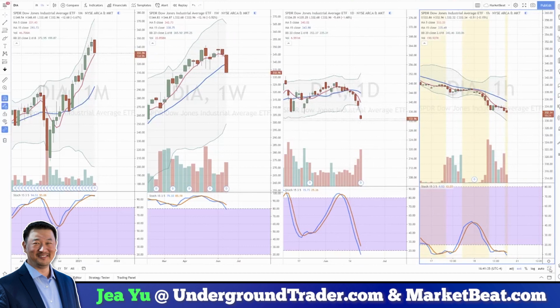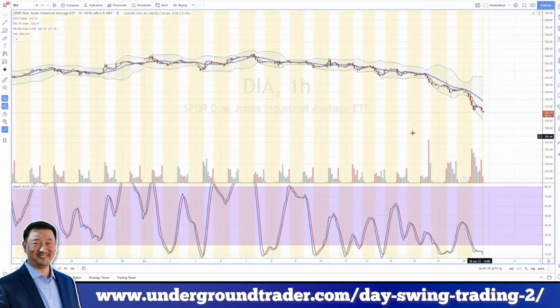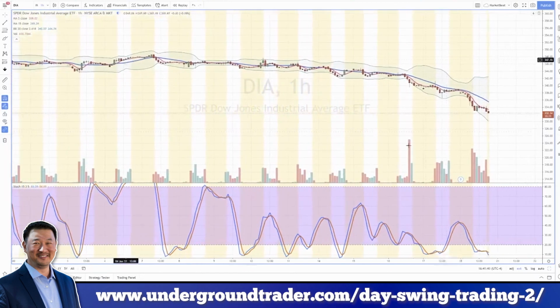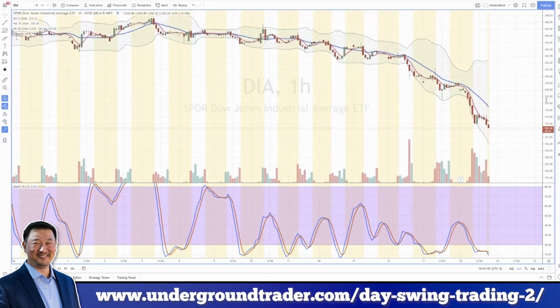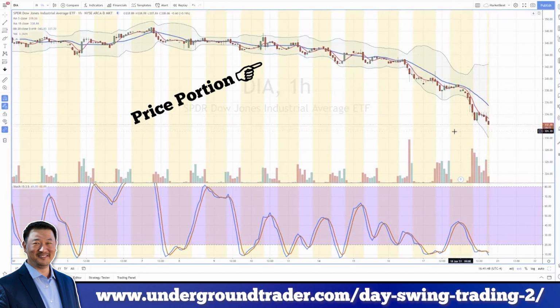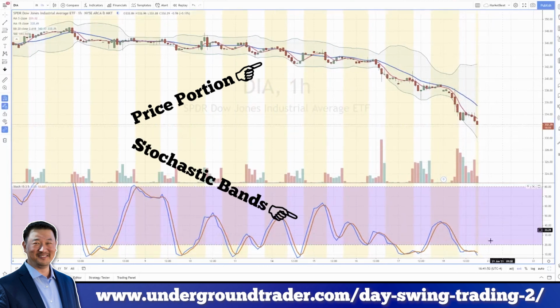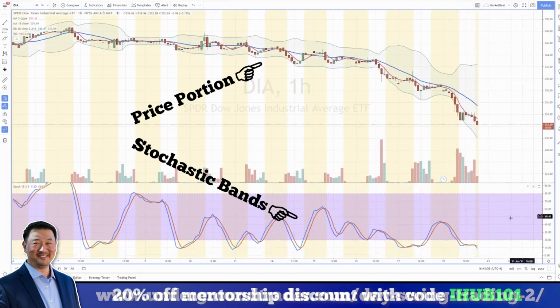All right, so we'll just go ahead and take a look right here. This is the DIA, Dow Jones ETF. And so we have two parts to a rifle chart. You have the price portion, which is kind of like the roadmap. Then you have the momentum indicator, which I use a stochastic for, which is like the engine.